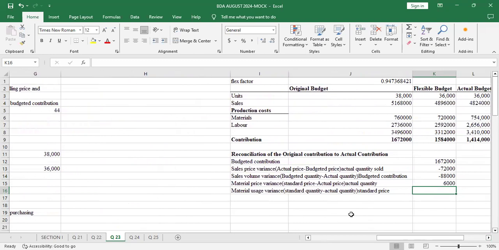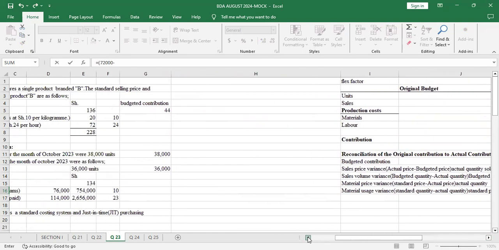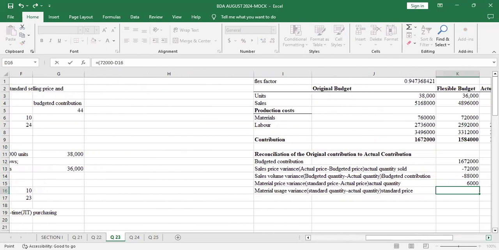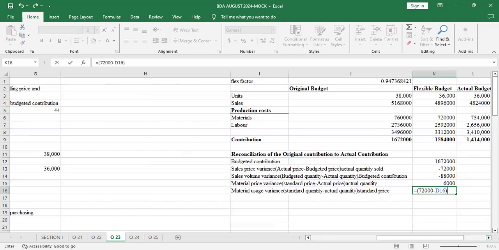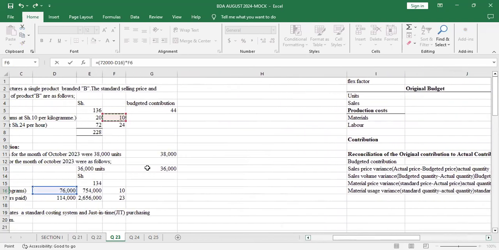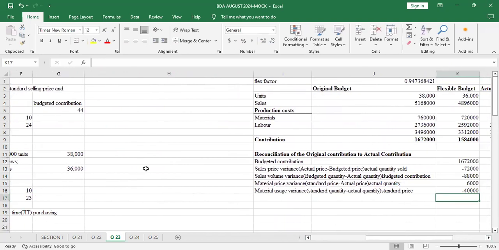So the standard quantity in actual will be 72,000 minus the actual quantity of material which was used, which was 76,000. Then you multiply by the standard price of the material, which was 10. So you just enter, and you get an adverse variance of 40,000. So we are done with the material.